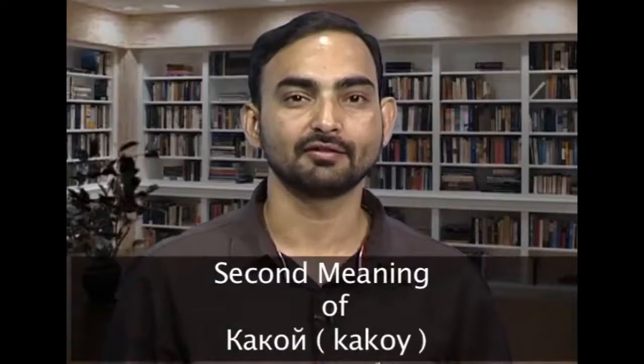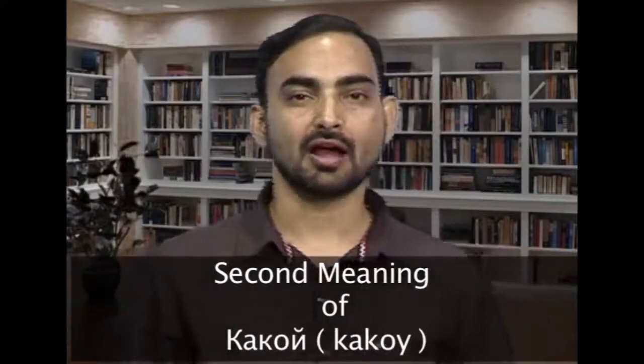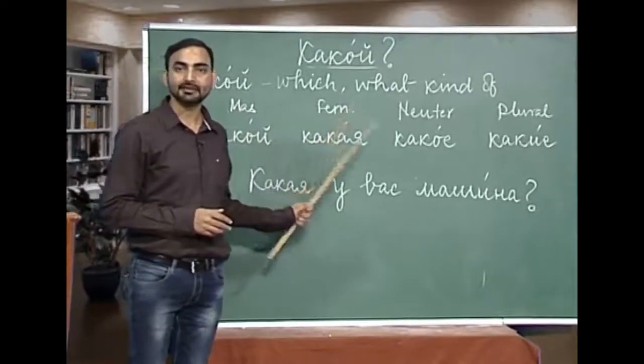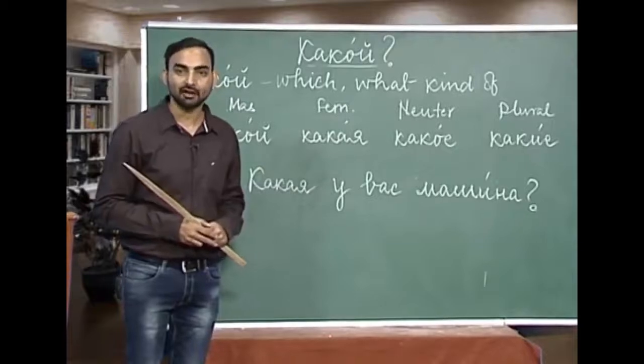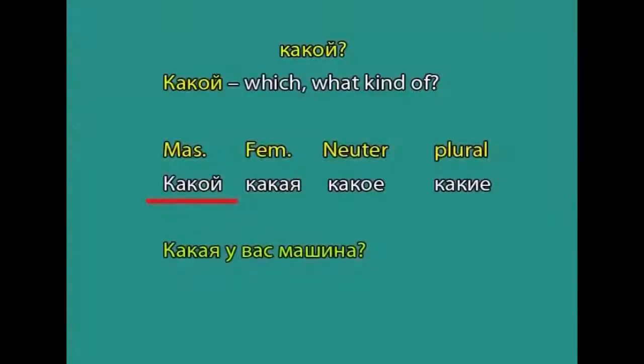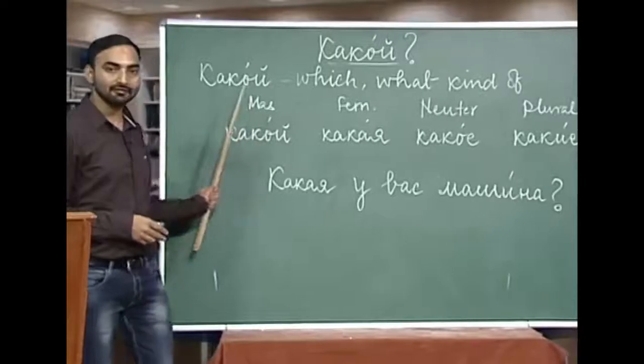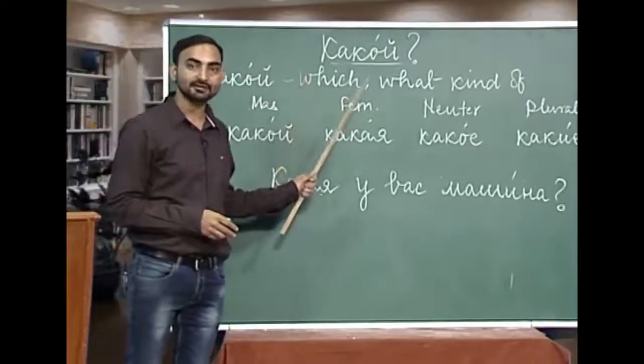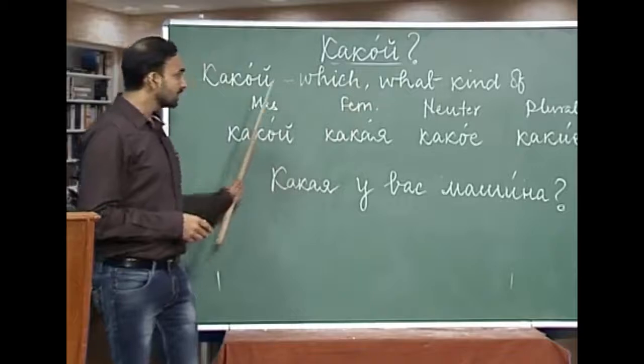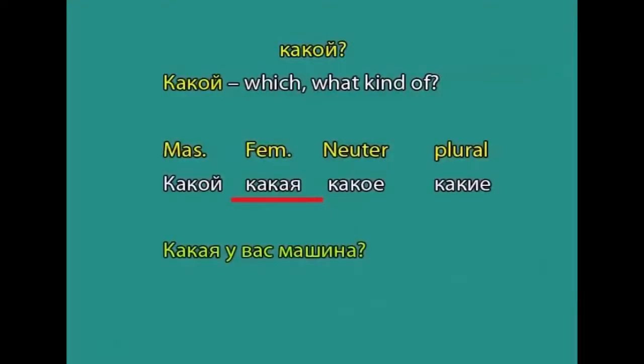Now, let us discuss the second meaning of какой, which is either which or what kind of. Let us see the uses of какой in the second meaning. It changes as per the gender and number of a noun. For example, if the noun is masculine, we will say какой, like we have already done какой день, день is masculine. If the noun is feminine, we say какая.